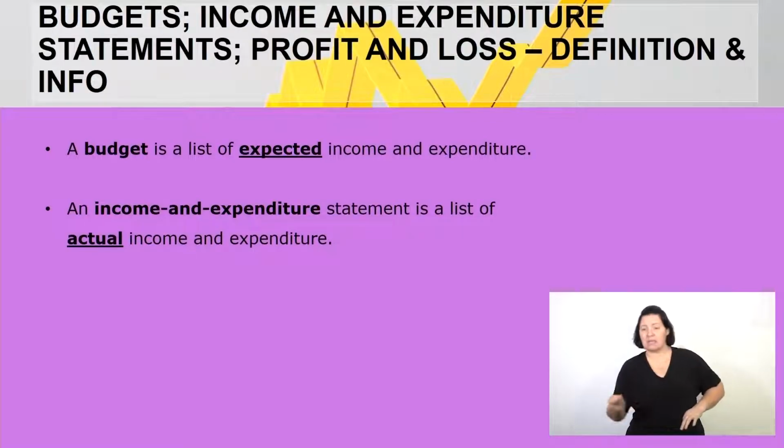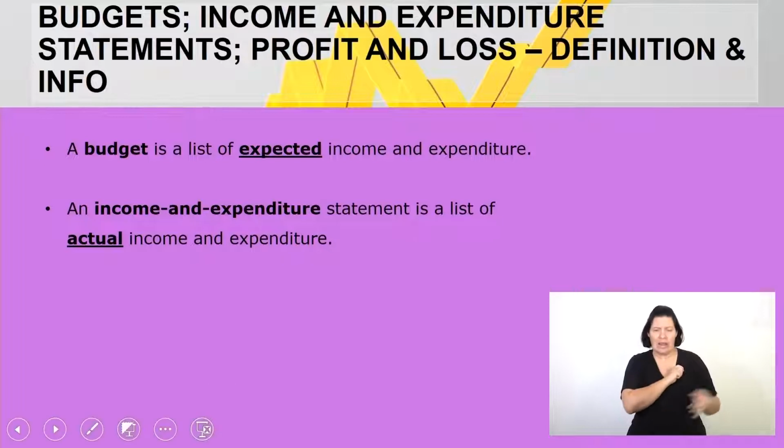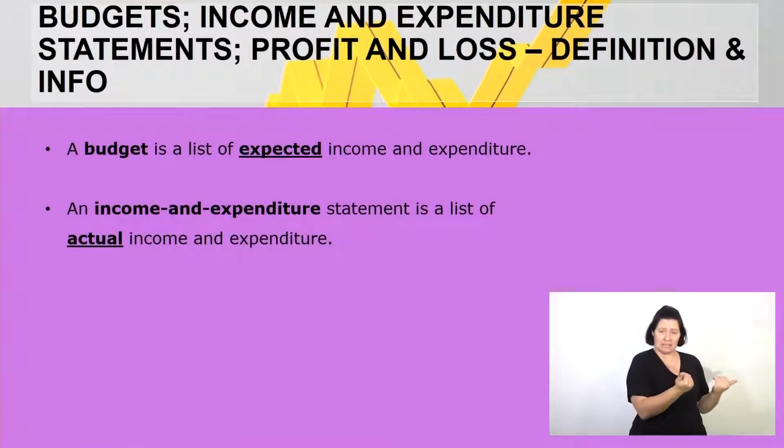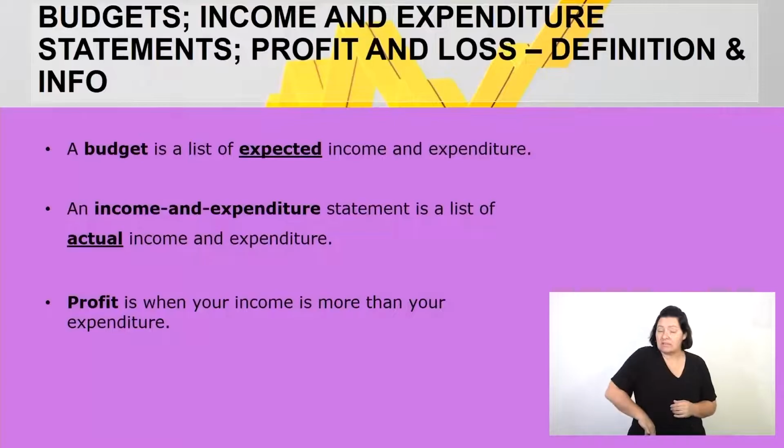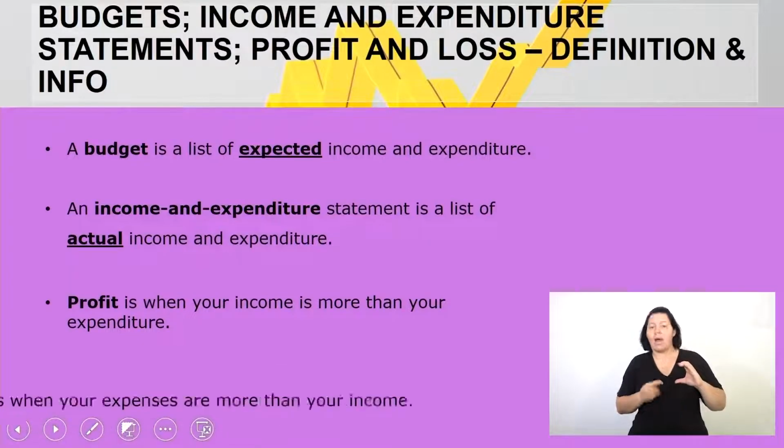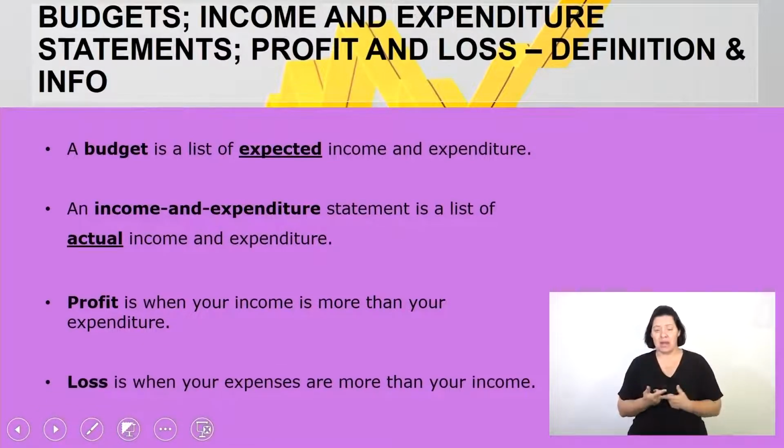An income and expenditure statement is a list of the actual income and expenditure. So I hope you see the difference here. Budget is expected income and expenditure, whereas your income and expenditure statement is a list of your actual income and expenditure. Profit is when your income is more than your expenditure, and the opposite of profit is a loss. That is when your expenses are more than your income.